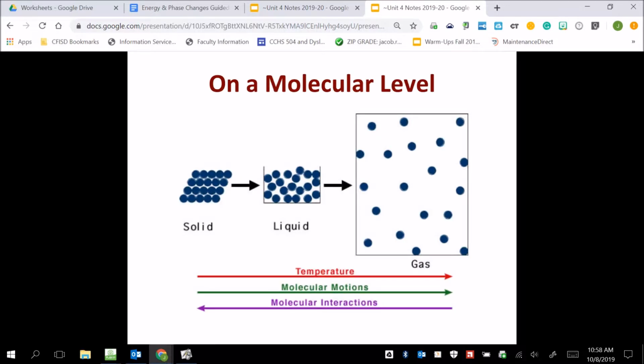Okay, on a molecular level, we know that temperature, we talked about this in Unit 3, going from solid, liquid to gas of the same substance, temperature increases, which is also the molecular motion, what's happened to particles. But the molecular interactions actually go down. So molecular interactions, the highest is solid. But make sure you understand this graph. So we know that temperature increases going to a gas. We know that means molecular motion is going up, but the interactions are actually going down as we go from solid to gas.